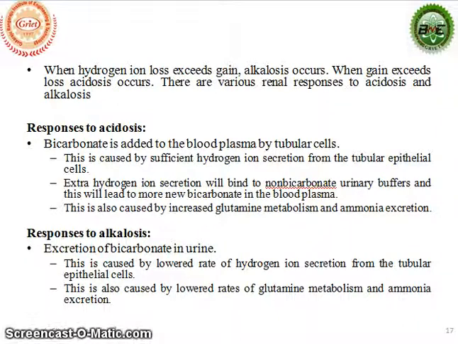And in response to alkalosis, the kidneys try to excrete bicarbonate via urine. This is caused by a lowered rate of hydrogen ion secretion from the tubular epithelial cells, and this is also caused by lowered rates of glutamine metabolism and ammonia secretion.